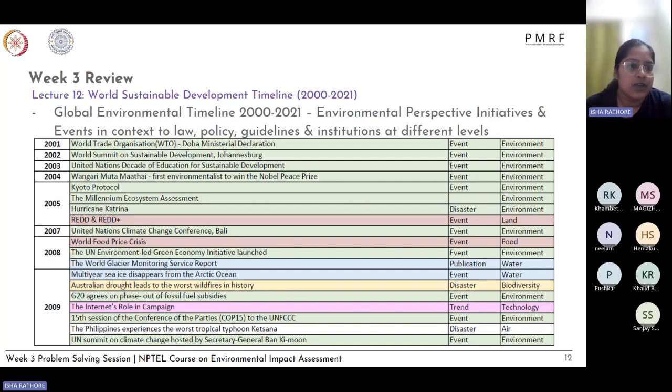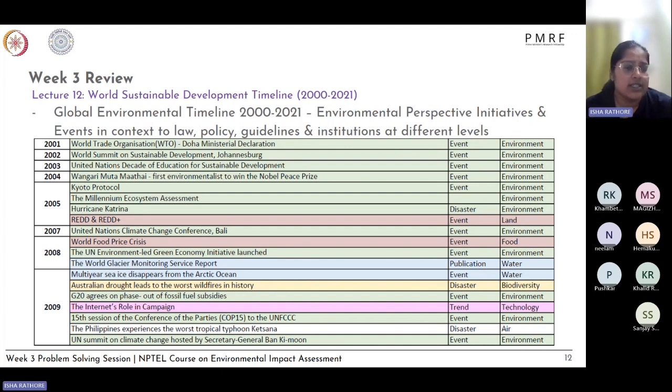In 2004, Wangari Maathai was the first environmentalist to win the Nobel Peace Prize. Then 2005 was the Kyoto Protocol, the Millennium Ecosystem Assessment. Hurricane Katrina hit the US. Then 2007, we had the United Nations Climate Change Conference, which happened in Bali. 2008 was the World Food Price crisis, which you would have all heard about. Then the UN Environment-led Green Economy Initiative was also launched, and the World Glacier Monitoring Service report was also published.